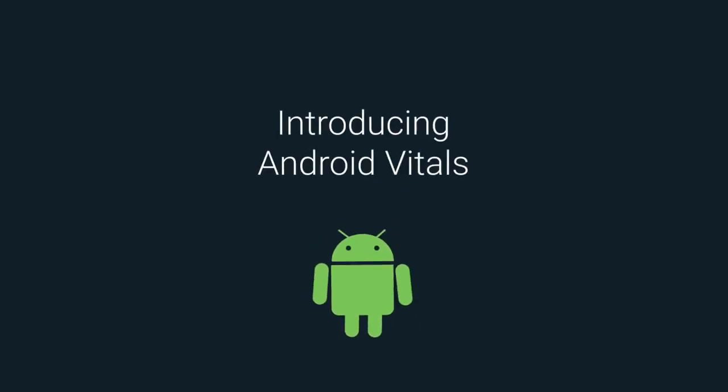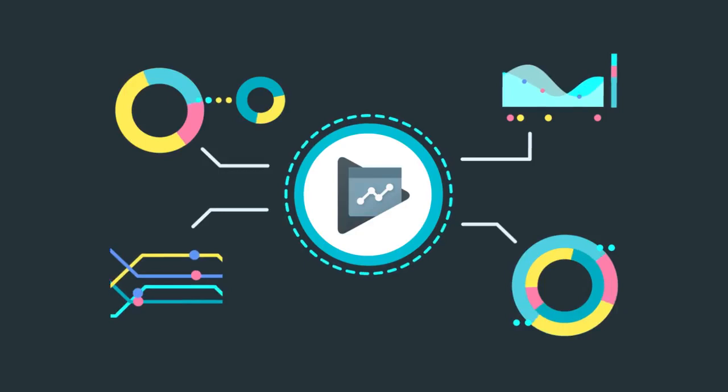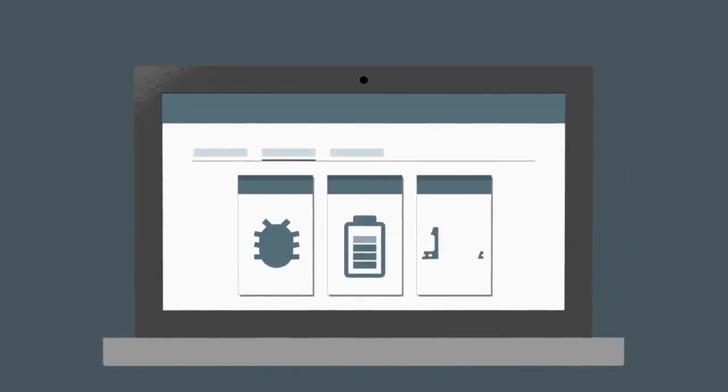Introducing Android Vitals. Android Vitals in the Play console gives you new data so you can understand your app's stability, battery usage, and render time on real devices.